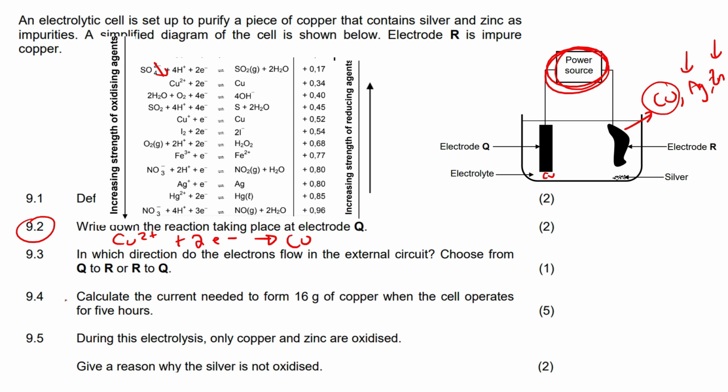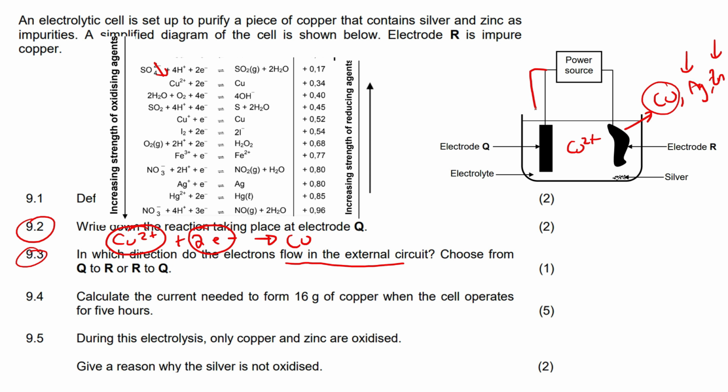Okay. Now, in which direction do the electrons flow in the external circuit? Choose from Q to R or R to Q. I don't want you to memorize this kind of stuff. I want you to have a very firm idea of how this works. So if you look carefully at this electrode over here, you've got this copper 2+ that's on its way, and it undergoes this reaction. So it says that you need a copper 2+, and then what do you need? You need 2 electrons. Where do those electrons come from?